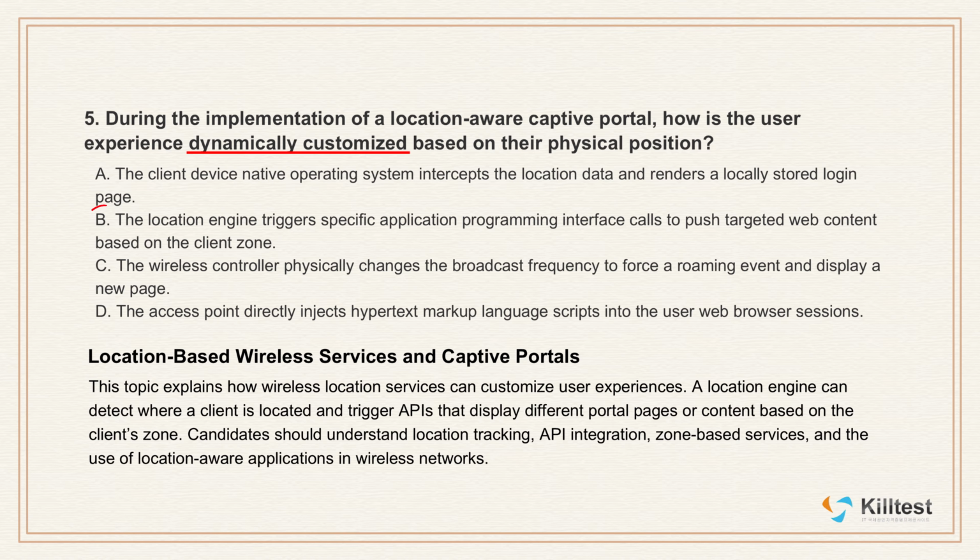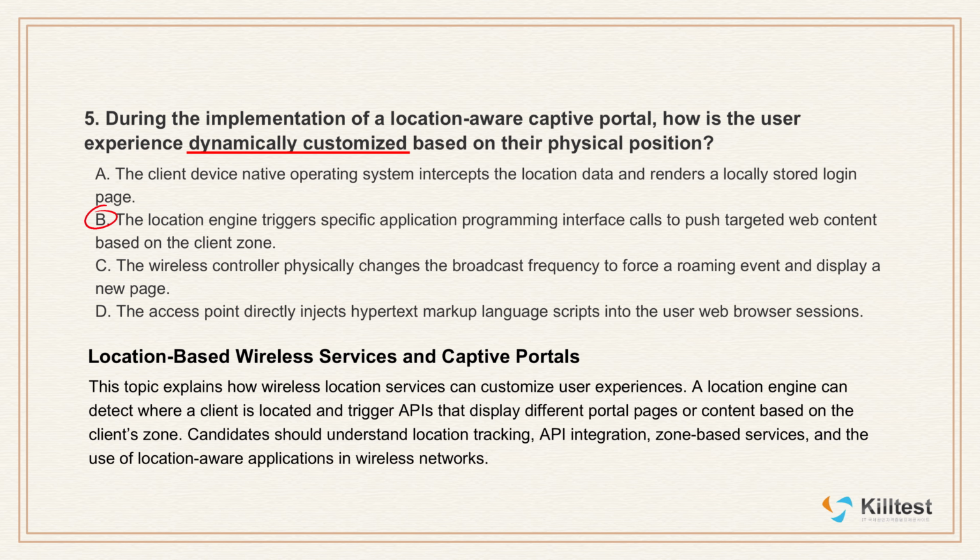And option C sounds crazy, forcefully changing broadcast frequencies just to show a new page. Oh, it would cause so many dropped connections. You'd never do that. And option D, the AP directly injecting HTML scripts. That sounds like malware. Yeah, that's basically a man-in-the-middle attack. The access point doesn't hijack your browser, it just redirects you.